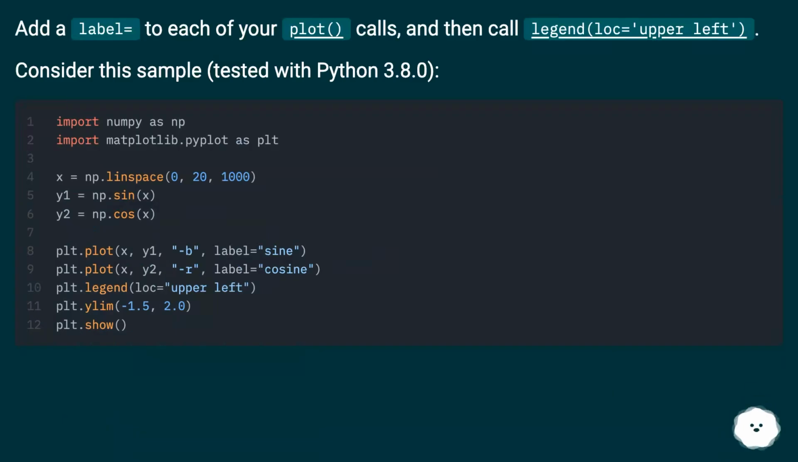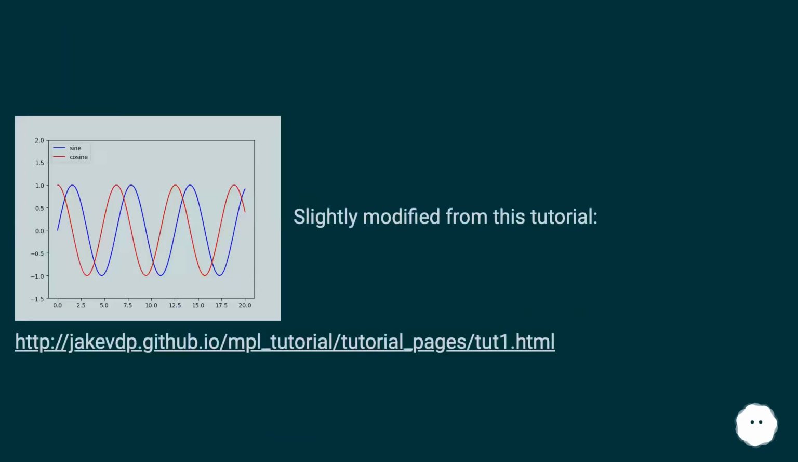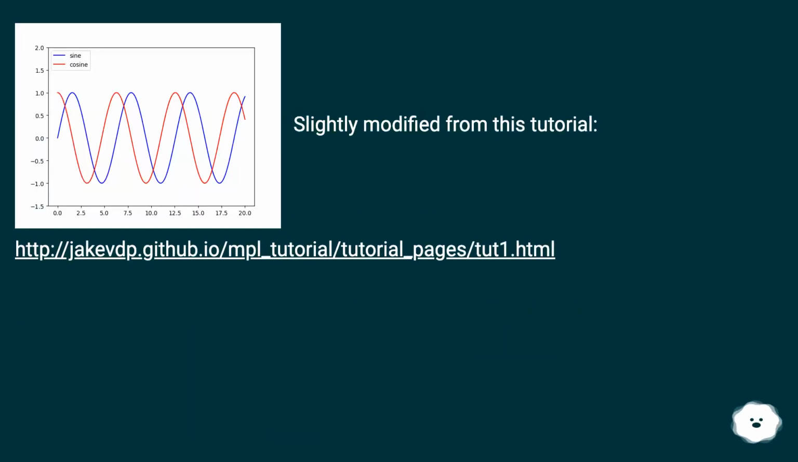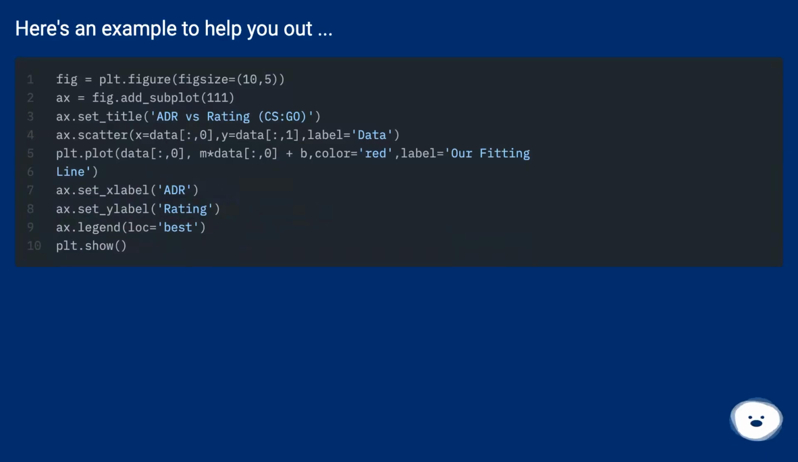Add a label equals to each of your plot calls, and then call legend with loc equals upper left. Consider this sample, tested with Python 3.8.0, slightly modified from this tutorial, this URL. Here's an example to help you out.